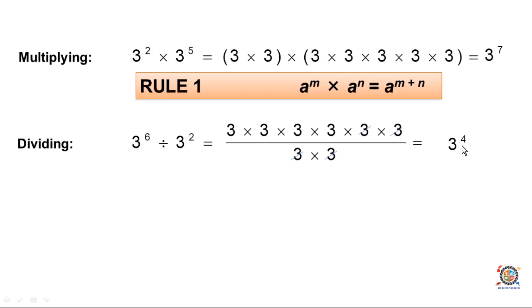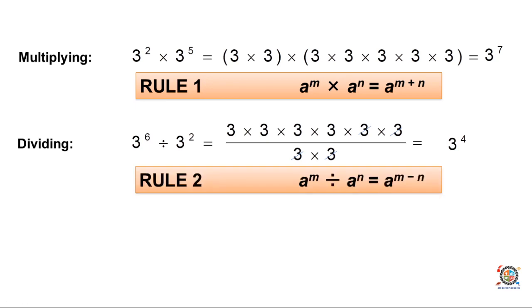But is there another way to find 3 to the power of 4? I will just basically subtract the indices. 6 minus 2 is equivalent to 4. Thus, that gives you the second rule, which is a to the power of m divided by a to the power of n is equal to a to the power of m minus n.